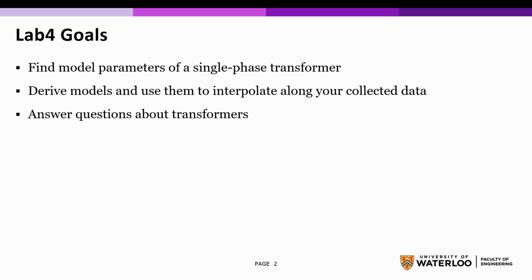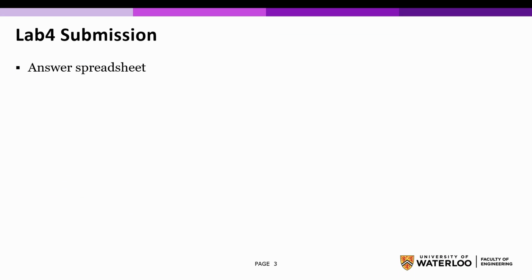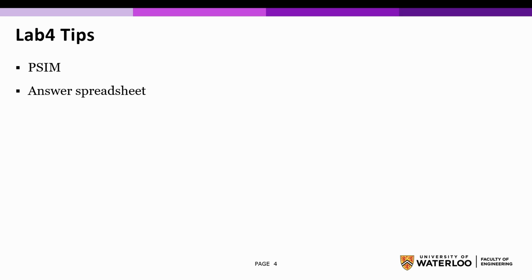And of course, we're going to answer questions about transformers. There are multiple choices, and there are questions for which you have to type some text. The Lab4 submission, as usual, is just the answer spreadsheet, which is the method we've been following since lab 2. And as usual, I'm going to give you tips about how to use PSIM in this lab and answer the questions in the spreadsheet, what you have to look for, and be mindful of when you are solving the problems. So let's get to PSIM first.